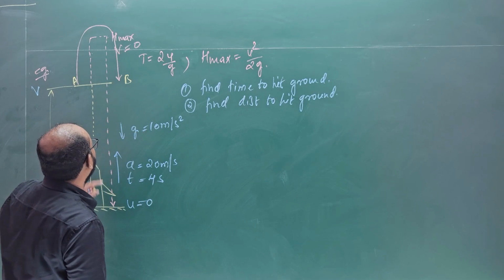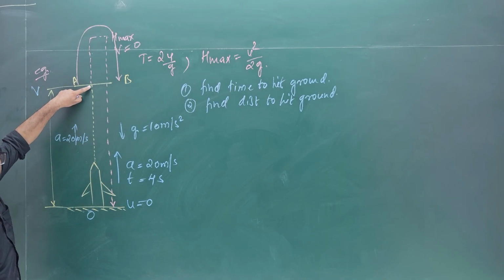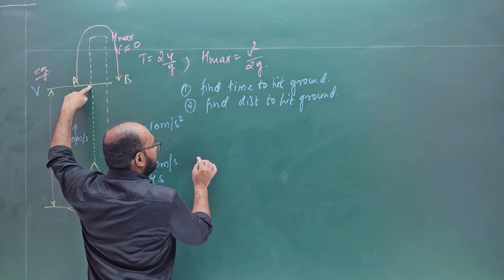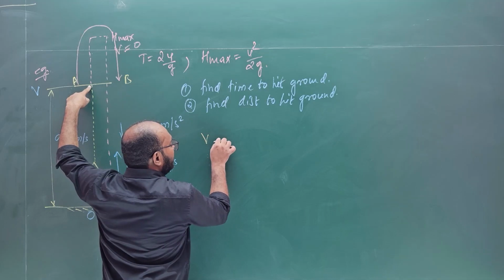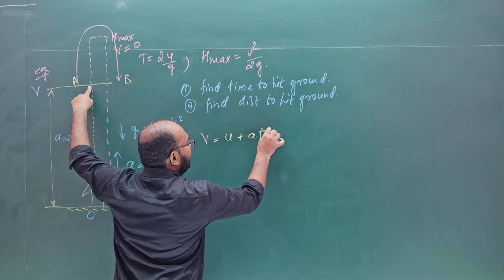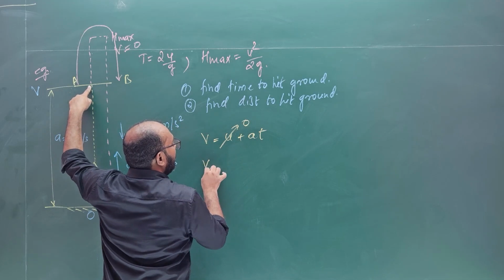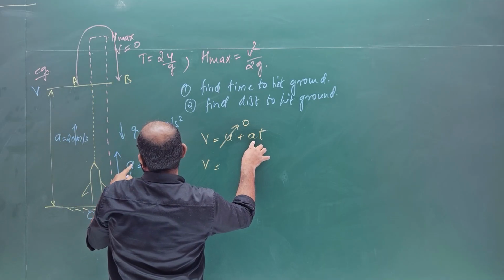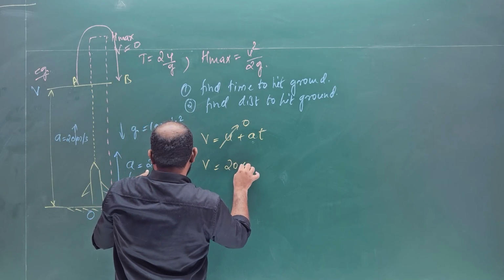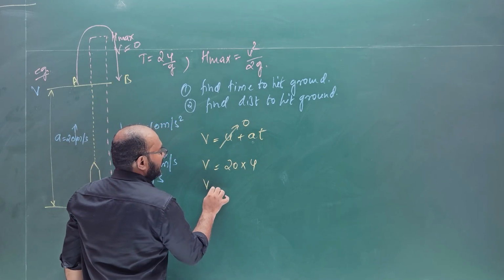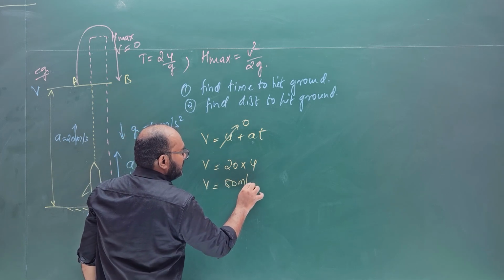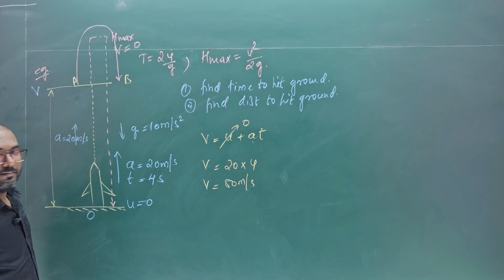Initially, we need to calculate the velocity at this point. So we are calculating the velocity at point A. Then v is equal to u plus at. Initial velocity is 0, a is given as 20, and the time period is 4. So v is equal to 80 meter per second. Everyone got this answer?